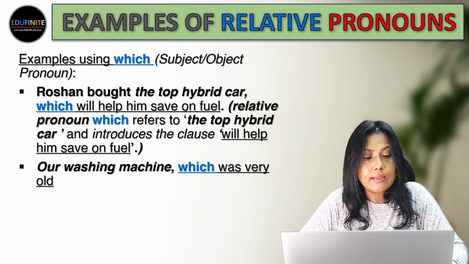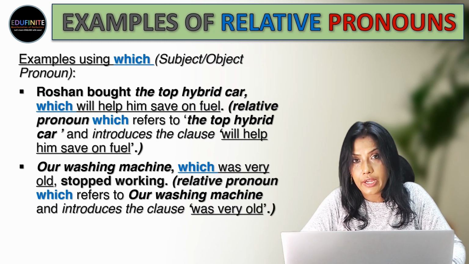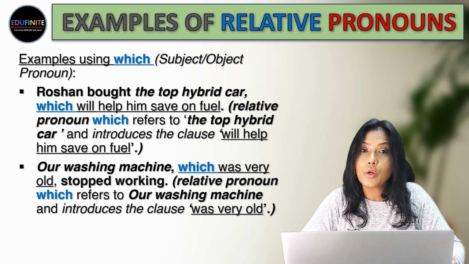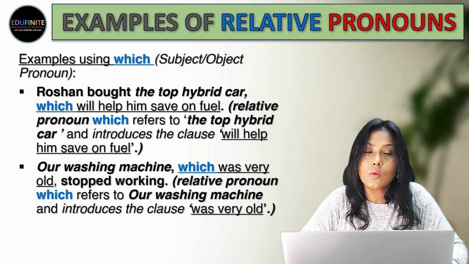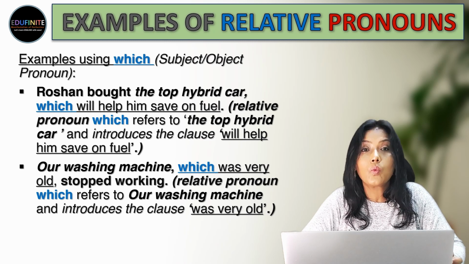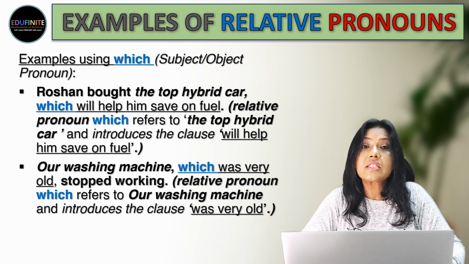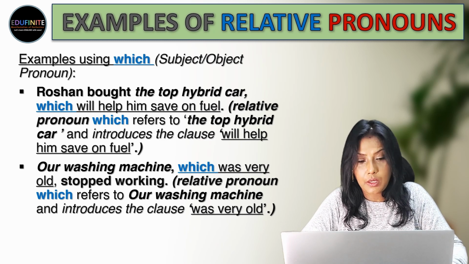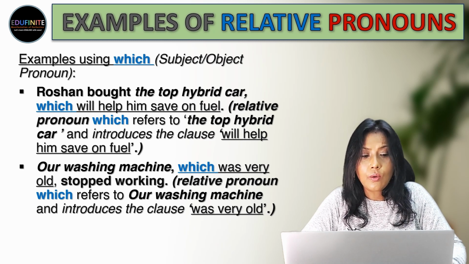for that. Next is our washing machine, which was very old, stopped working. So over here also our washing machine stopped working is the independent clause and which was very old is the dependent or the relative clause headed by the relative pronoun which. Now, which was very old is also a non-restrictive relative clause since this is giving an extra information about our washing machine, which was very old. So this is not an integral part of the sentence. So we use which for such situations.